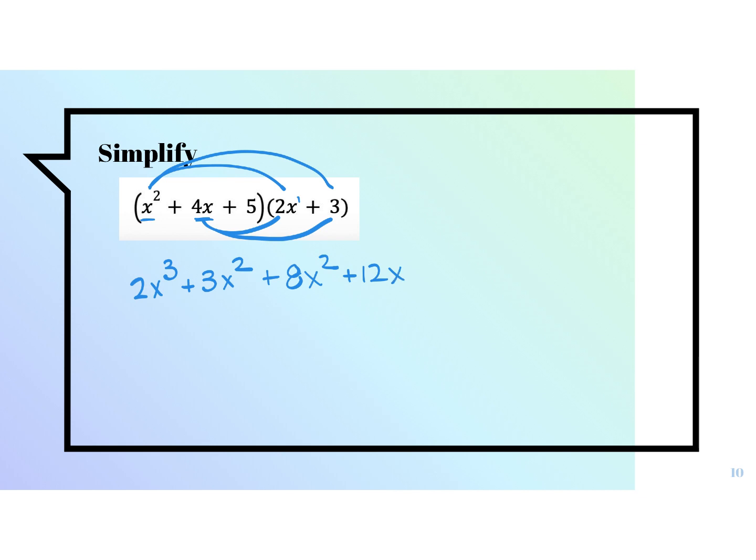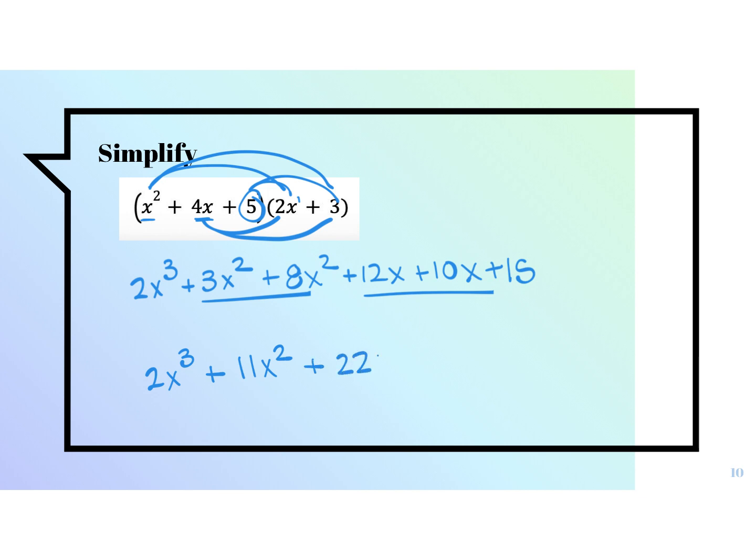And then I also want to do that one more time with the last piece in that first parenthesis, which is my 5. I'm going to distribute it to both things in that second parenthesis. So 5 times 2x, 10x. 5 times 3, 15. So at this point, all you're going to do is combine your like terms. So I'm going to put my x squareds together and my x's together. So I have 2x to the third, 3x squared plus 8x squared, 11x squared, 12x plus 10x is 22x plus 15.